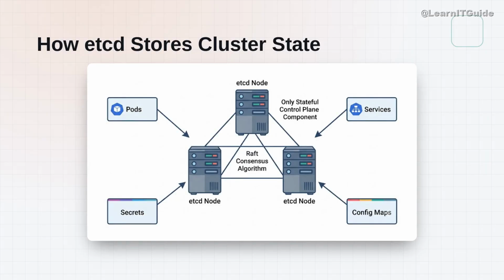Now let us talk about etcd. Why is it so special? It is a distributed, consistent key-value store. It is the only stateful component of the control plane. Every single piece of data about your cluster, from pods and services to secrets and config maps, lives here. If etcd fails, your cluster effectively dies. That is why it uses the Raft consensus algorithm to ensure high availability across multiple replicas. If you lose quorum, you cannot make any changes to the cluster state.